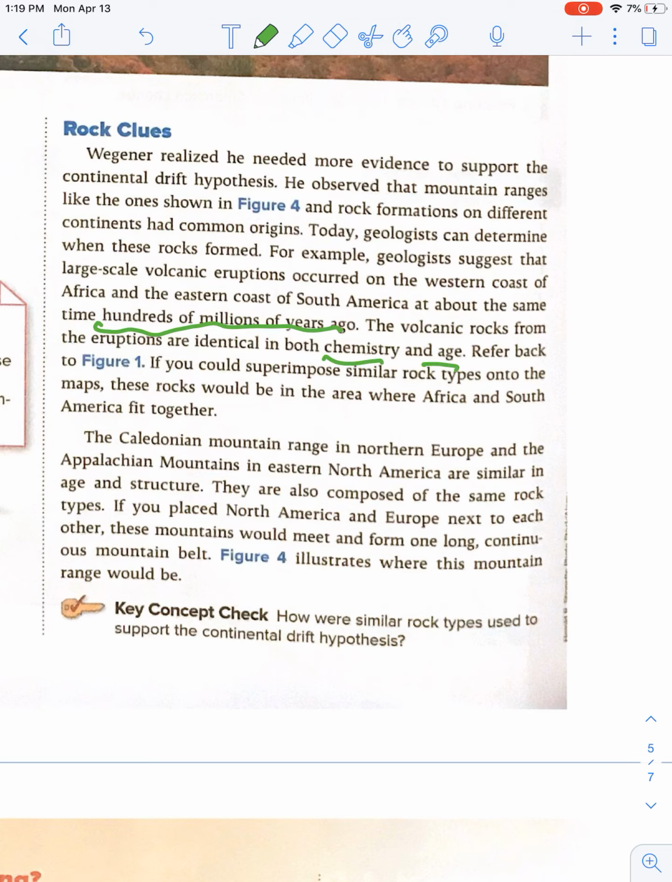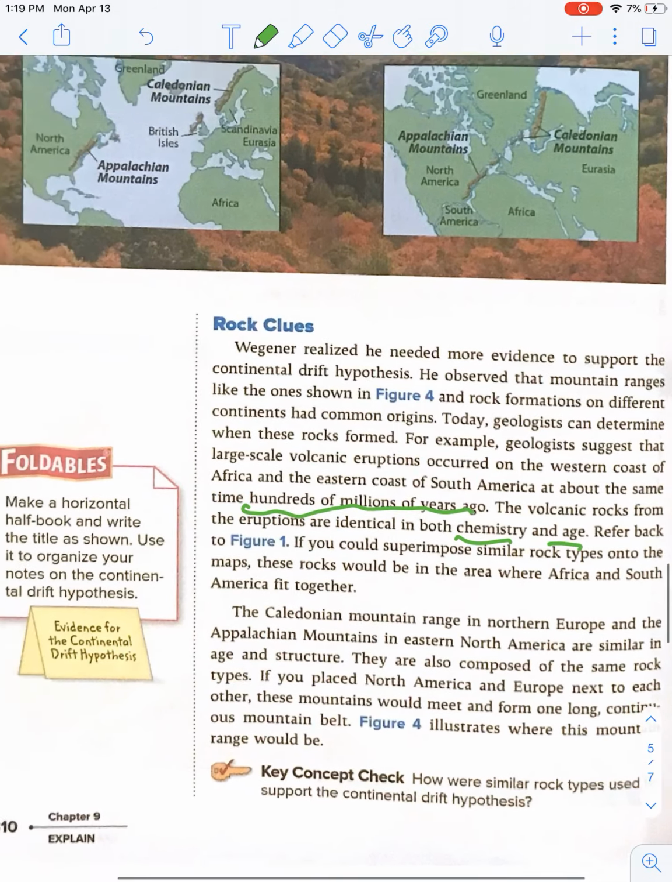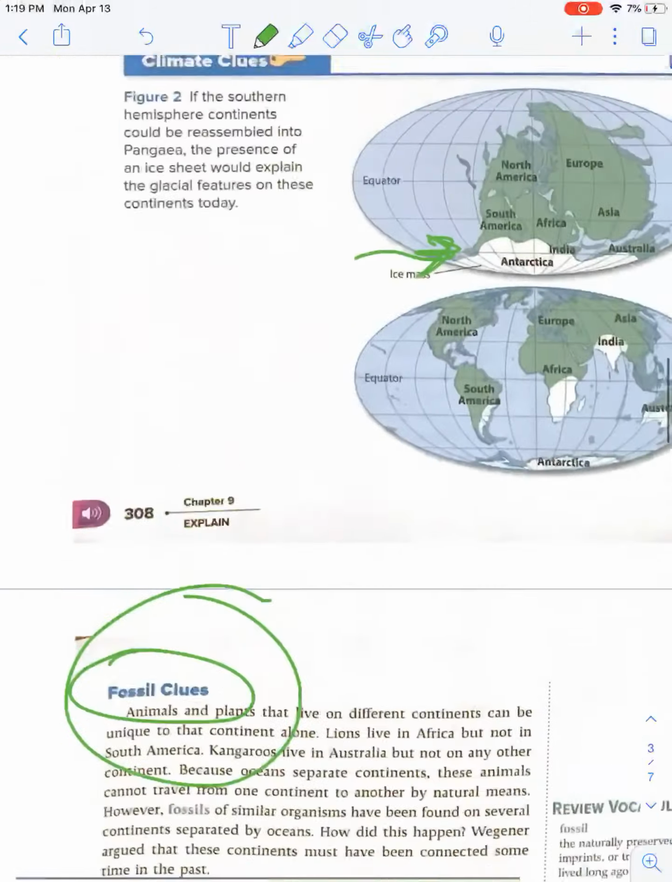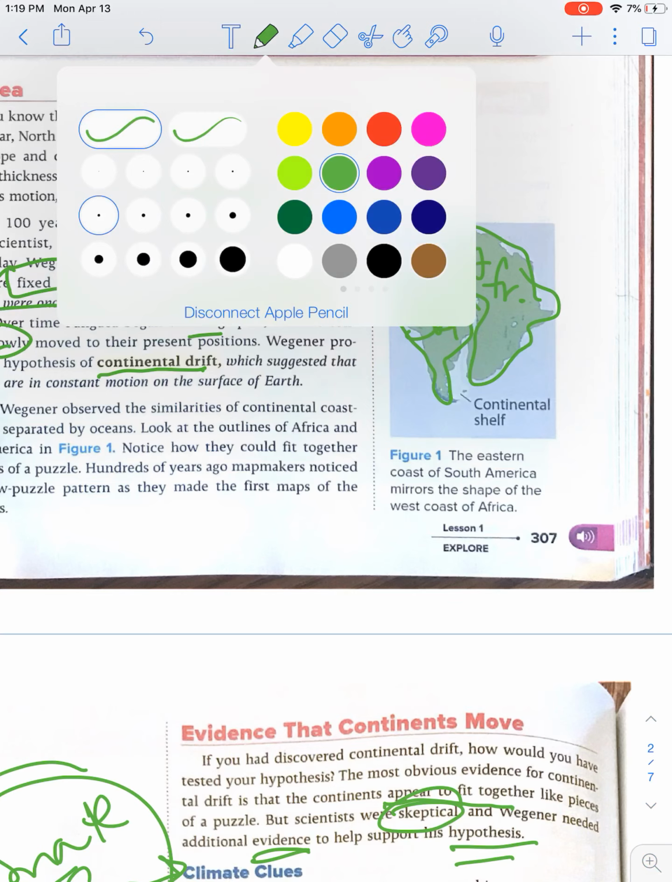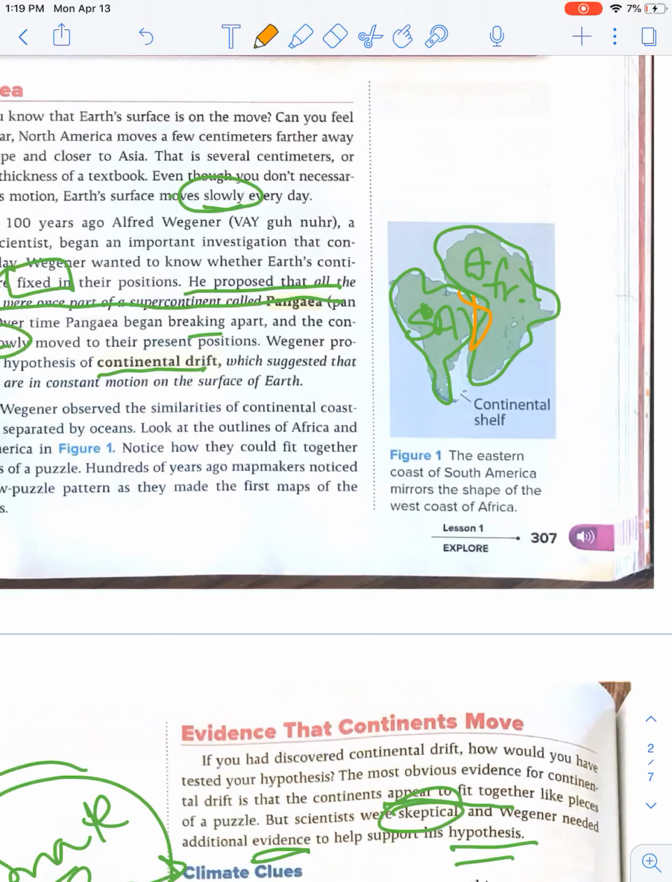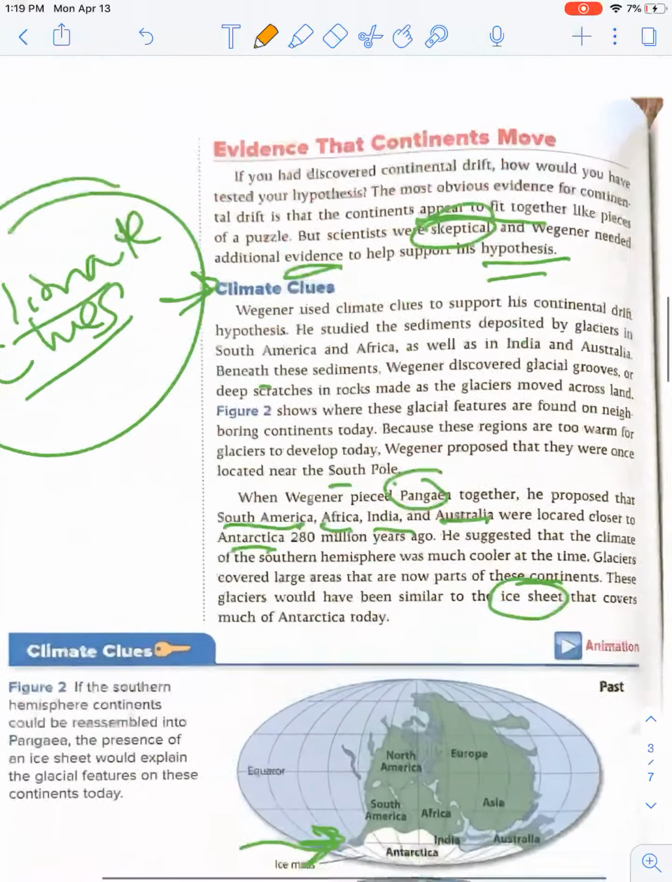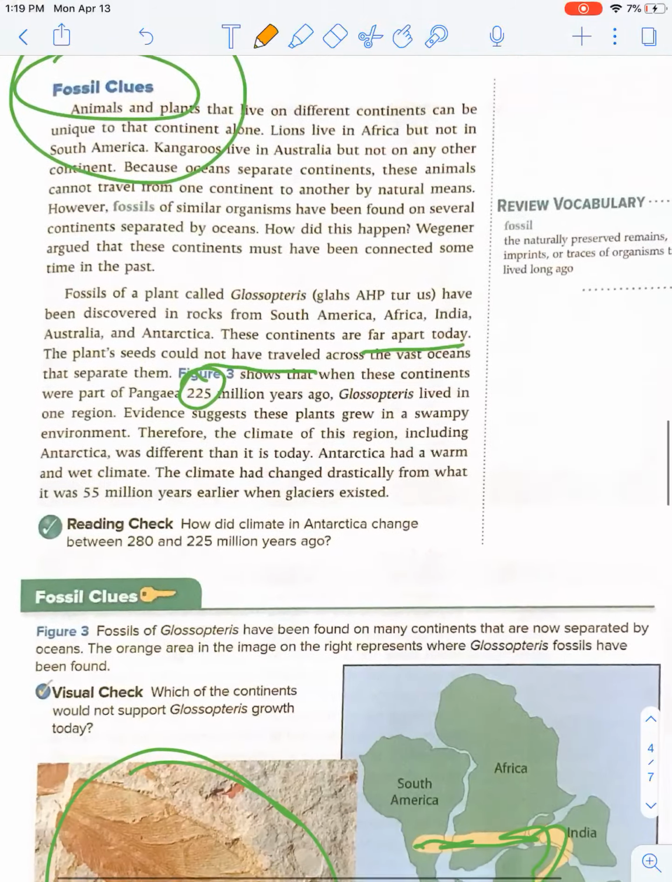Refer back to Figure 1. If you could superimpose similar rock types onto the maps, these rocks would be in the area where Africa and South America fit together. Okay, so back to Figure 1. Back to my drawing where I accidentally got these confused. All right, so it looks like right where they fit together, somewhere in here, there would be these types of rocks that they're talking about.